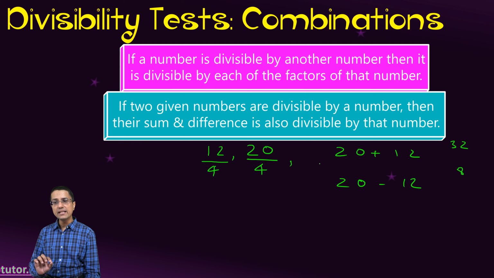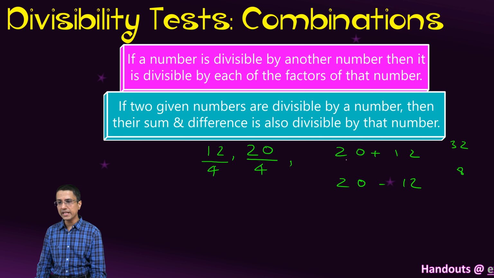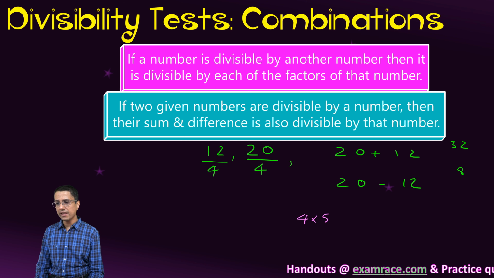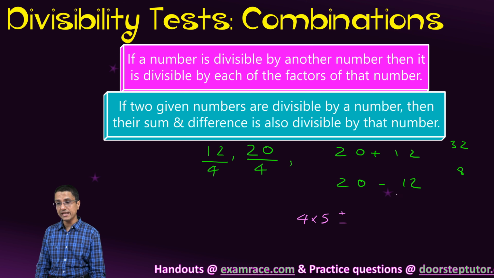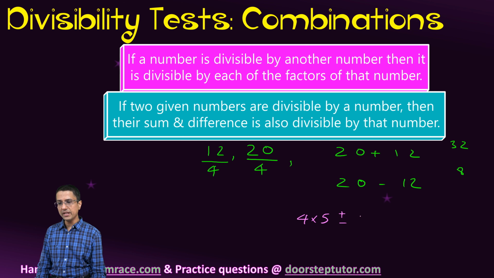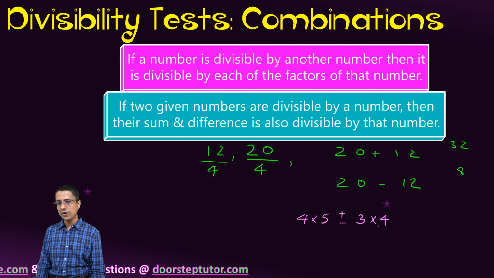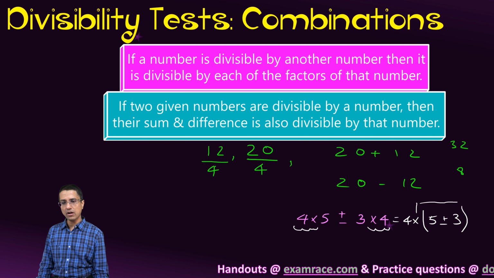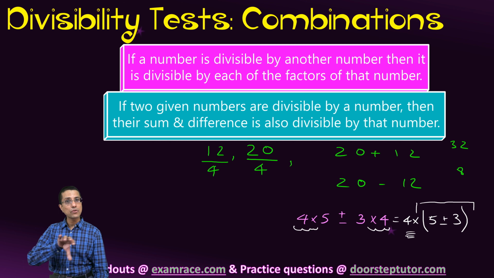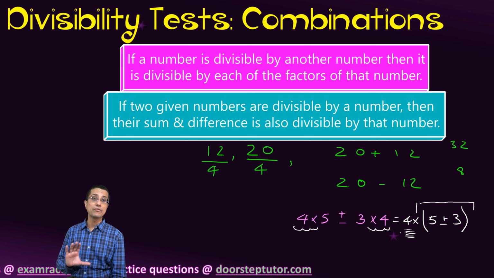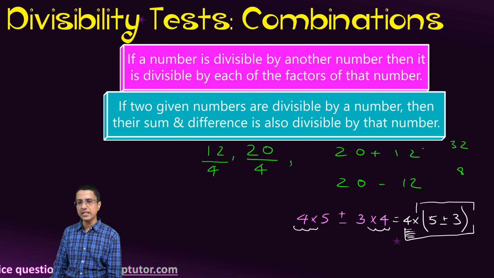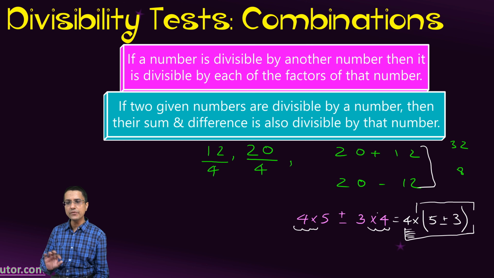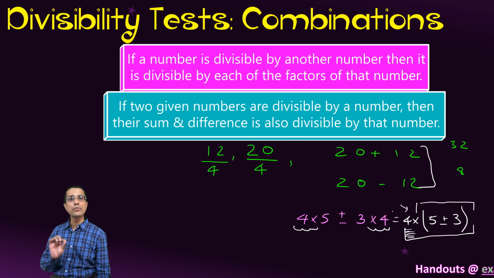And this to some extent comes because of the distributive property, because I can write 20 as 4 into 5, and then there is a plus or minus sign here depending upon what we choose, and then 12 can be written as 3 into 4. Now if you notice, 4 can be taken out common, and what we are left with is 4 into 5 plus minus 3, and of course this part is always an integer, and 4 has been taken out common, so this entire thing would be divisible by 4. This entire number is divisible by 4, which means that 20 plus 12 and 20 minus 12 would be divisible by 4. So we have used somewhat the inverse of the distributive law here to prove this fact.